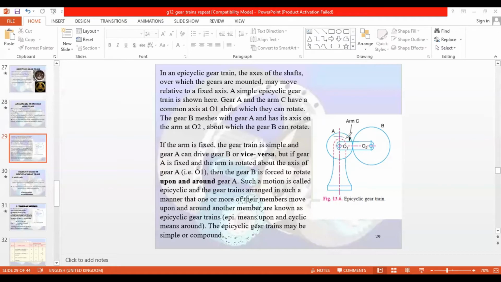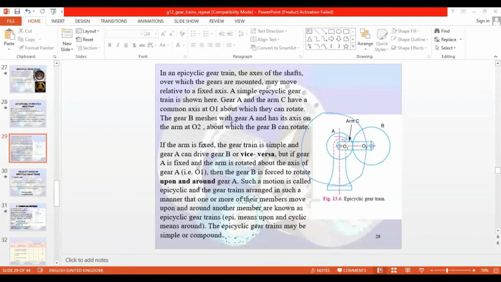So this is how gear A is going to rotate. And if the arm is rotating, that's going to make a rotation like this, right? So based on O1, the arm can also rotate. O1 is the common axis about which they can rotate.